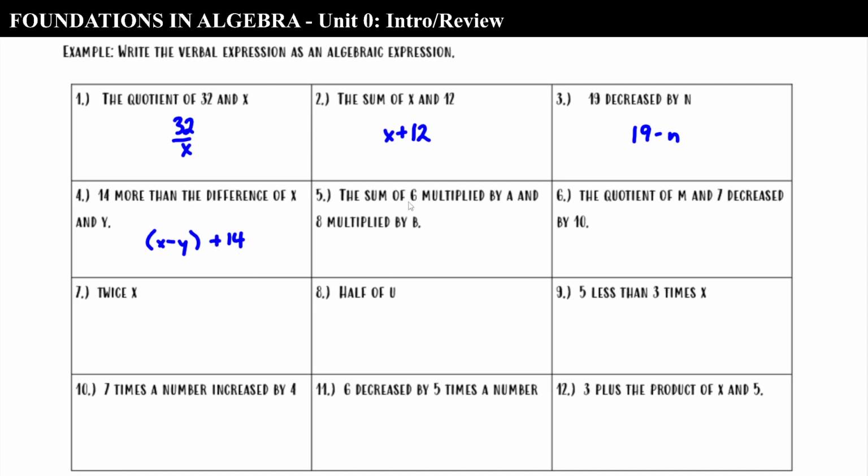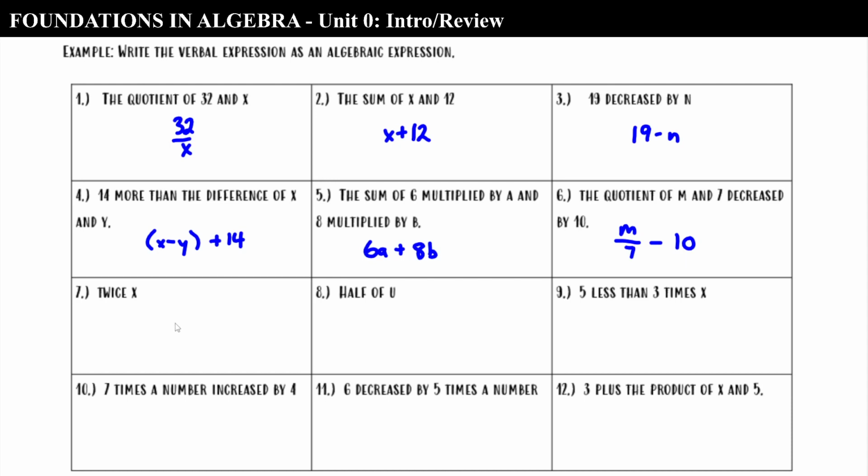All right, the sum of 6 multiplied by a and 8 multiplied by b. When we do multiplication, we can do 6a. You can just set them next to each other when you have a number and a variable. So we've got 8 multiplied by b, and we're doing the sum of them, so we're adding those together. The quotient of m and 7 decreased by 10. The quotient of m and 7 is m divided by 7. And then we're decreasing it by 10, so we're subtracting 10 off the end of it.